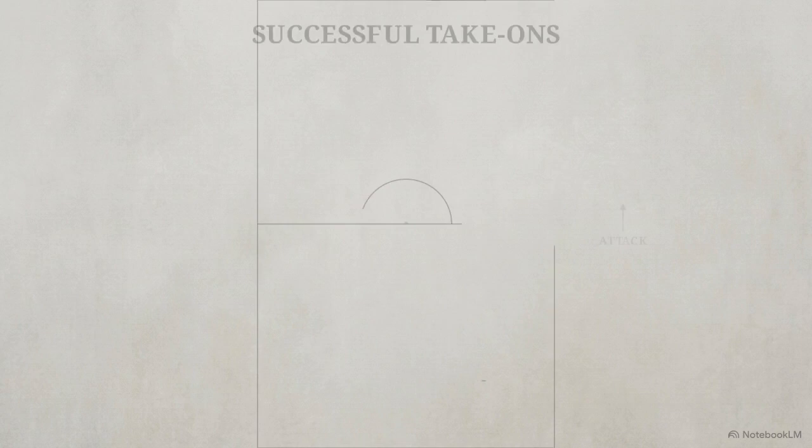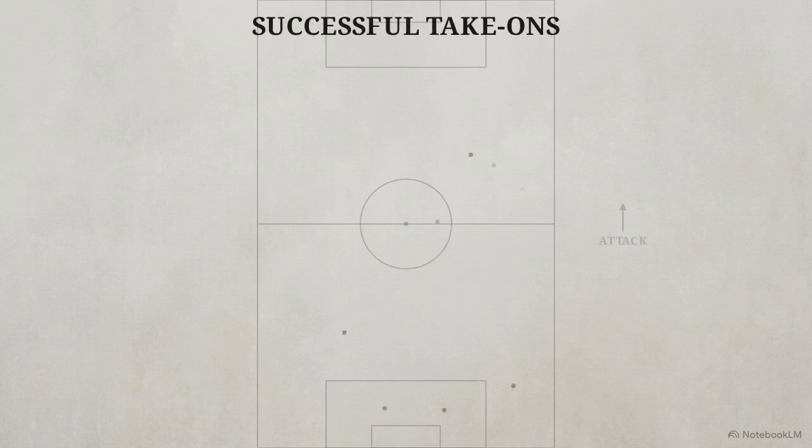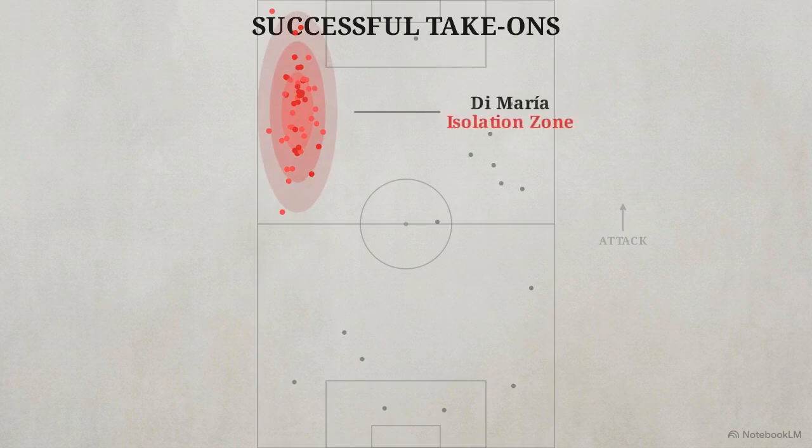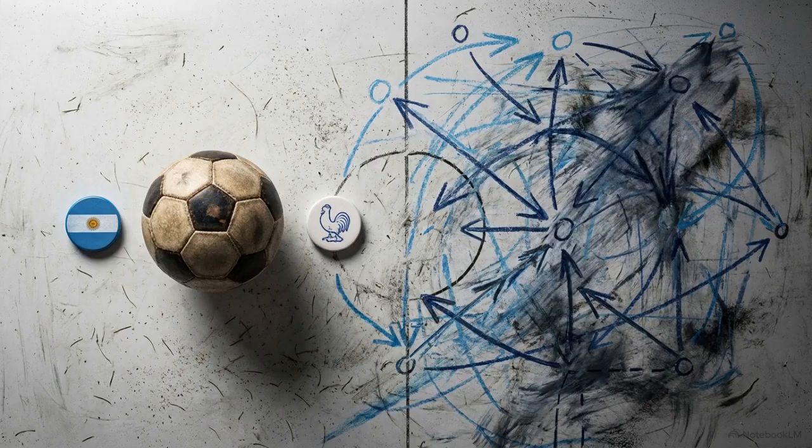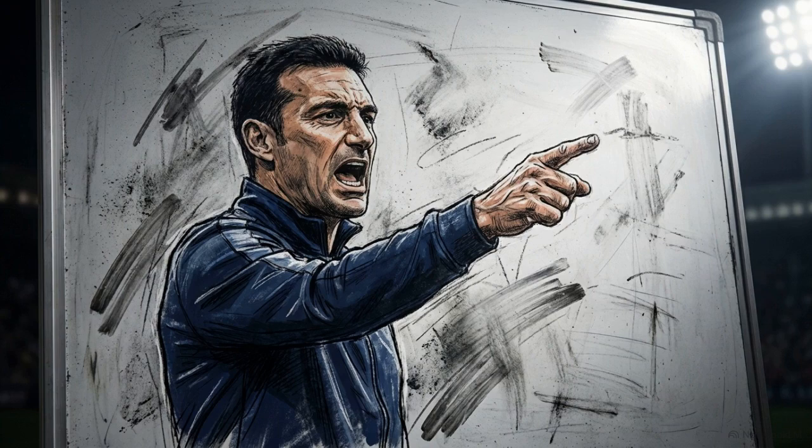This action map visualizes the resulting damage. The data shows an overwhelming concentration of successful take-ons for Di Maria in that isolated space. Di Maria's dominance was the result of Scaloni unbalancing the field to force a favorable matchup. In the second half, Deschamps abandoned his passive mid-block to stop the bleeding.